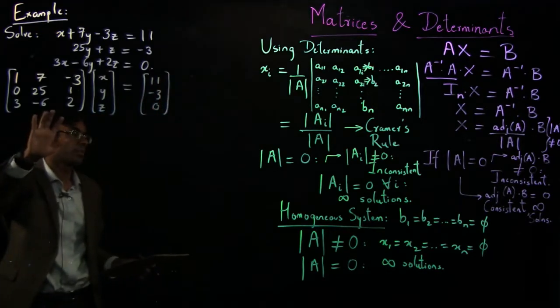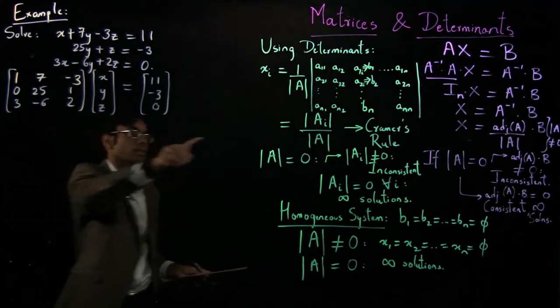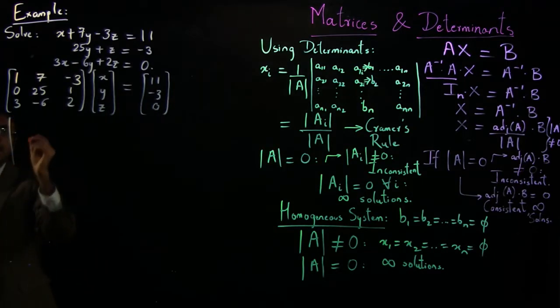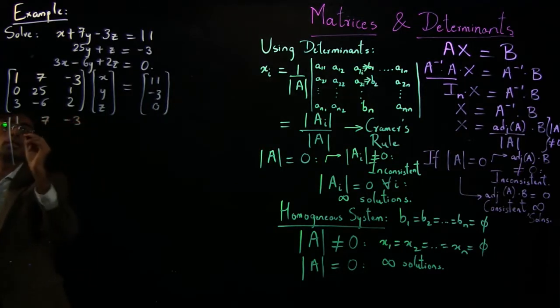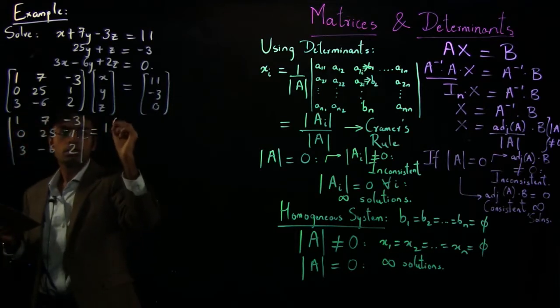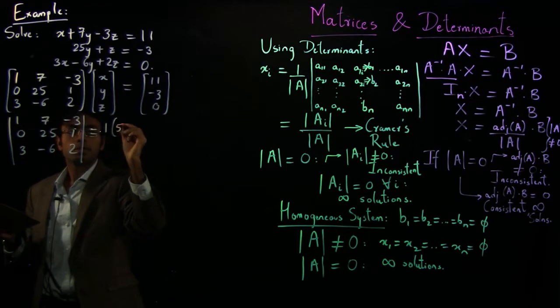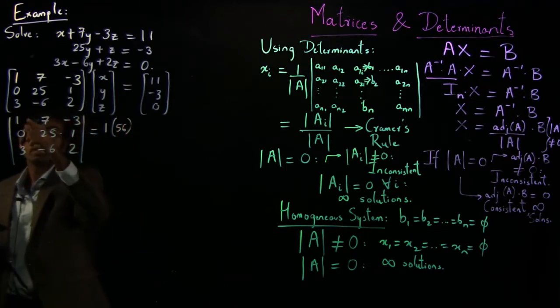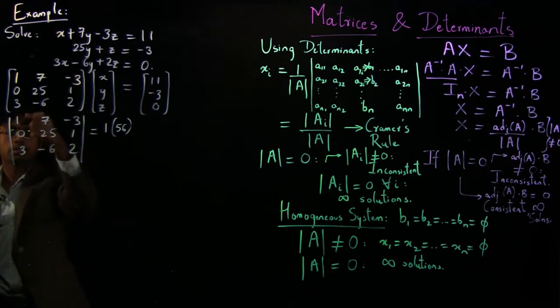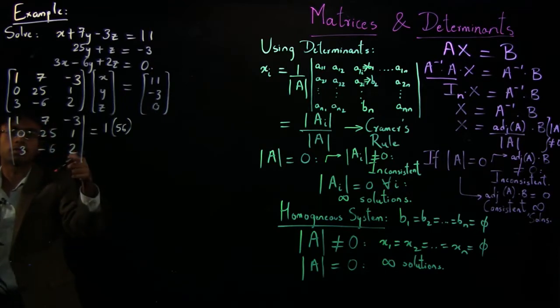So after writing it in this form, Ax equals B, the next thing to check is whether this determinant A is 0 or not. So check this calculation. 1, 7, minus 3, 0, 25, 1, 3, minus 6, 2 works out to be 1 times 56. I'm expanding by this column. Note that if any column or row of the determinant has one or more 0 elements, it's always easier to expand by that row or column. So that's why I'm choosing to expand by this column instead of by any other row or column.